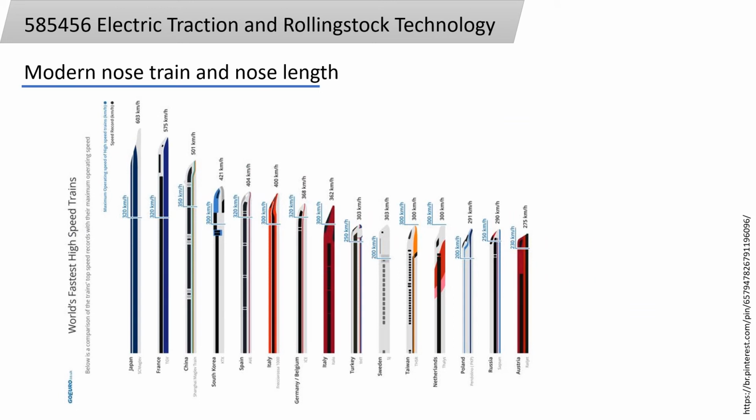Modern nose train and nose line. As the figure shows, we can see that the nose line of the train has an effect on the speed of the train. For example, in Austria the train can travel 275 km per hour, and the nose length is relatively small compared to the Japanese train, which can travel up to 600 and has a greater nose length.